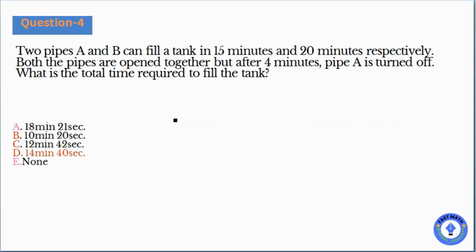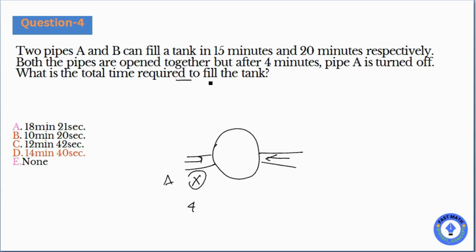The two pipes A and B can fill a tank in 15 minutes and 20 minutes respectively. If both the pipes are opened together, but after 4 minutes, pipe A is turned off. That means A and B are both filling the tank, but after 4 minutes, pipe A is turned off. What will be the total time required to fill the remaining tank? That means after 4 minutes, the tank will be filled by B only.